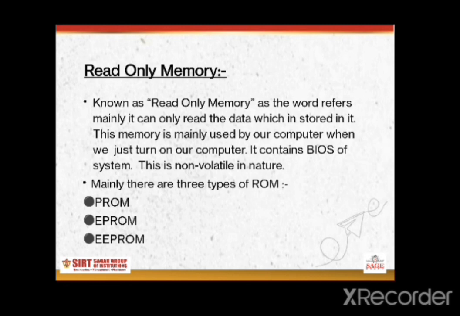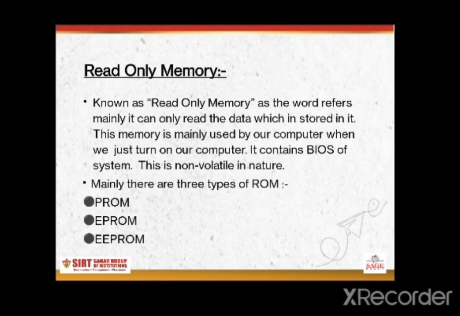The next type of primary memory is called ROM, or read-only memory. It is also a primary memory which stores data. This memory is mainly used for our computer. When we just turn on our computer, it contains the BIOS. It is non-volatile memory, so it retains data even if the system is turned off. It means it never loses our information when the system is off.